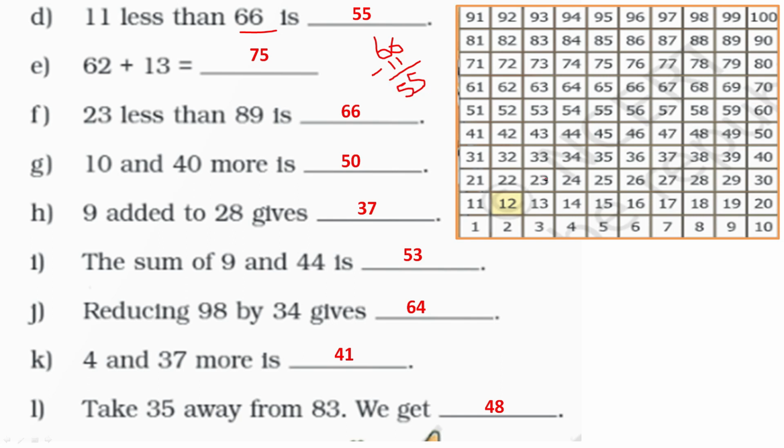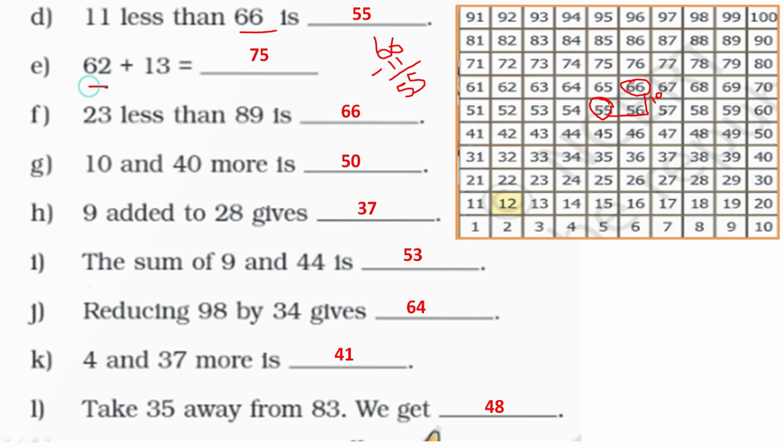How can we use this grid? Go to 66. For 11 less, first 10 less, one step down. This is 10 less. Again we go less 1, so one step left. So you will get 55. This number grid will help you to subtract or add.